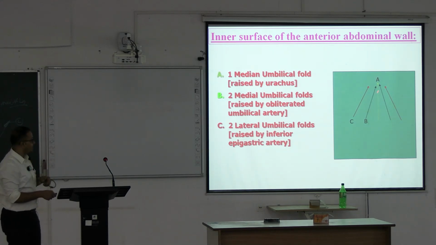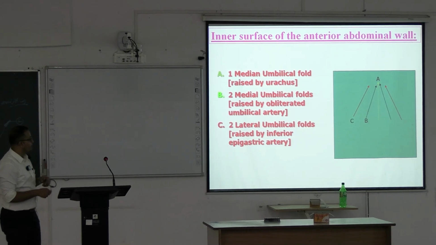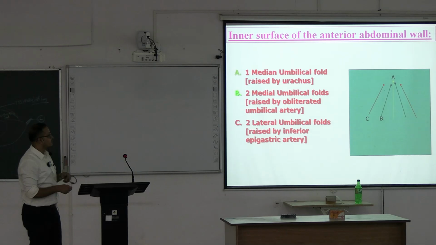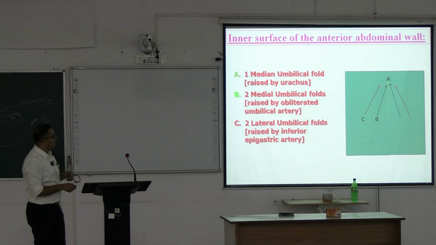So, just A, the midline fold, we call it the median umbilical fold. If you see this black line, which is B, we call it the medial umbilical fold. And the third one is the red one represented as C, which is present further on the lateral side, we call it the lateral umbilical fold.